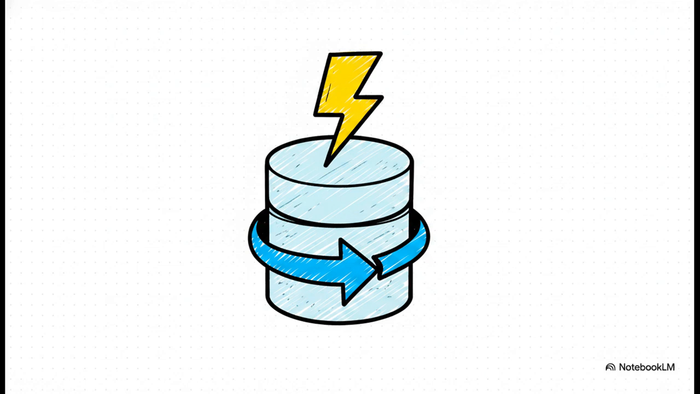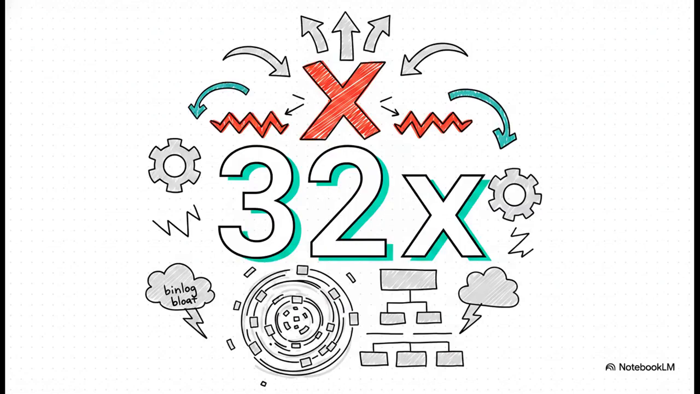If you use the onDuplicateKeyUpdate command, the database simply and atomically updates the number right there in place. It's lightning fast and highly efficient. But if you accidentally use the replace into command instead, it causes a massive, devastating 32 times slowdown. Why? Well, because replace into violently deletes the old row and inserts a brand new one from scratch. This triggers an invisible cascade of secondary index rewrites and bin log bloat.